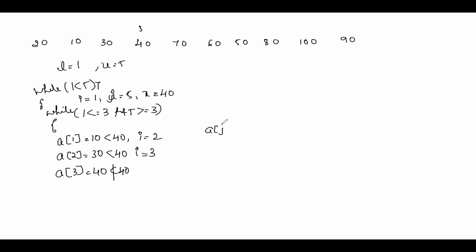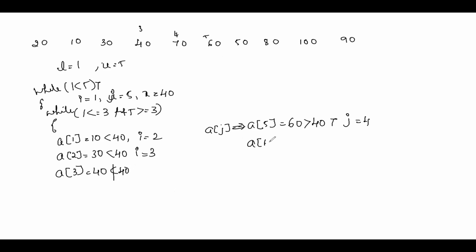Next, I'm going to check with the A of j value, which is 5. A of 5, which is nothing but, this is 4 and this is 5, 60. 60 is greater than 40, which is true. Hence, I'm going to reduce the j value to 4.